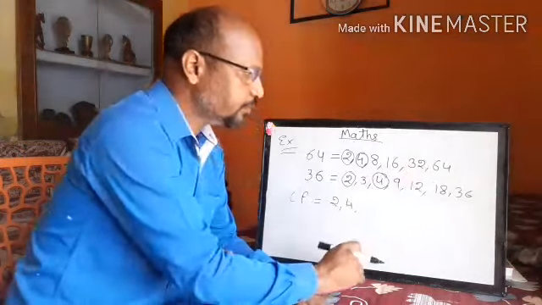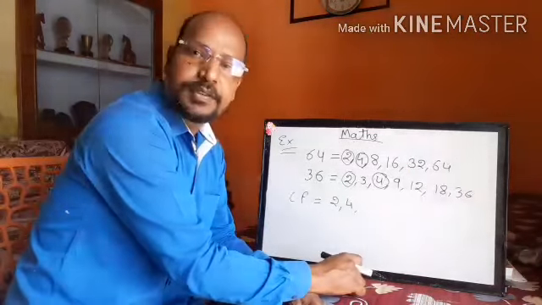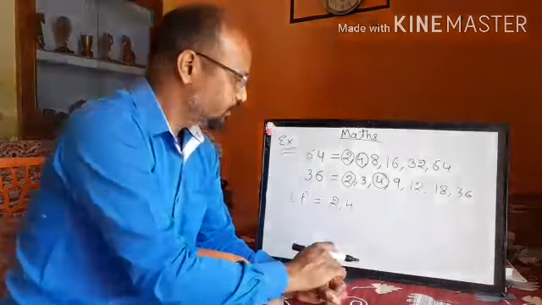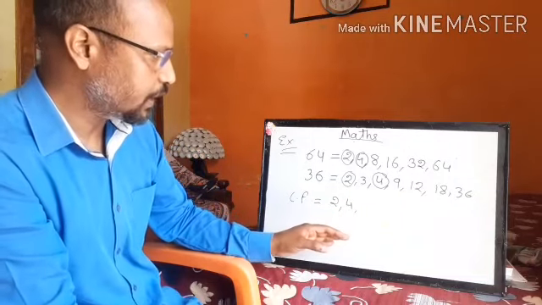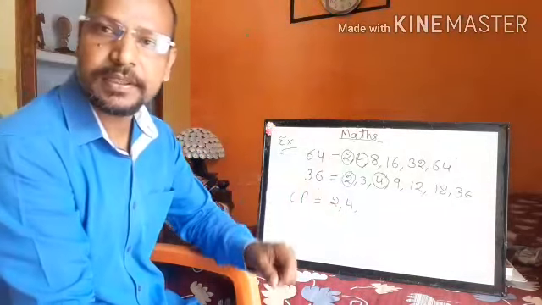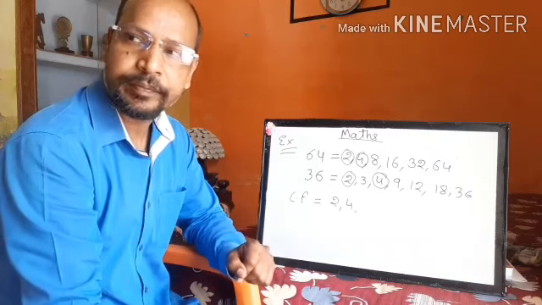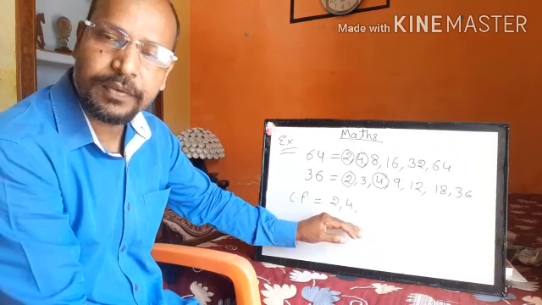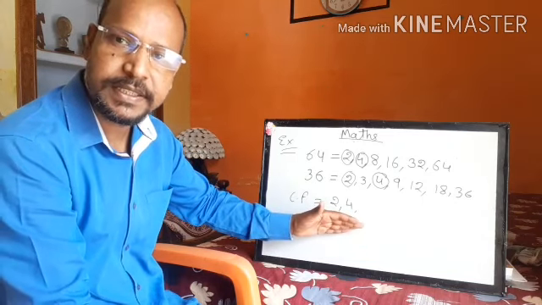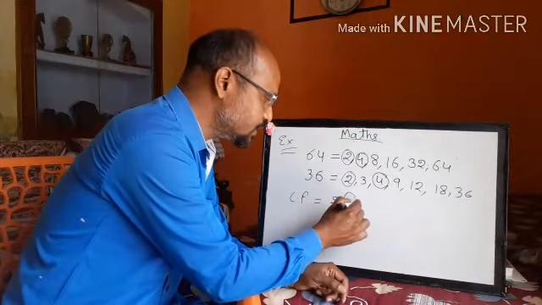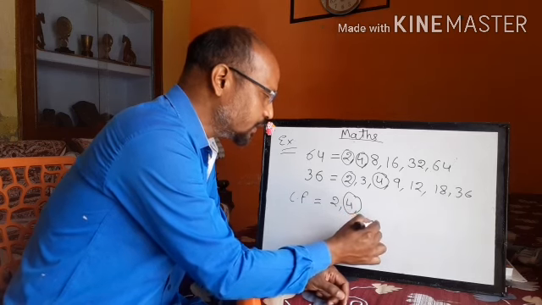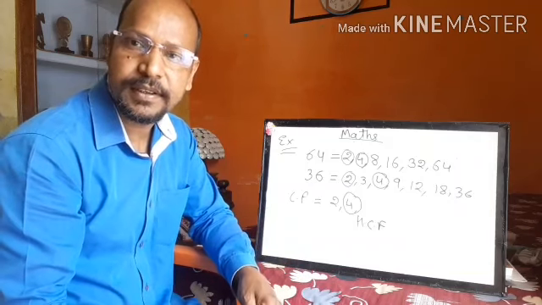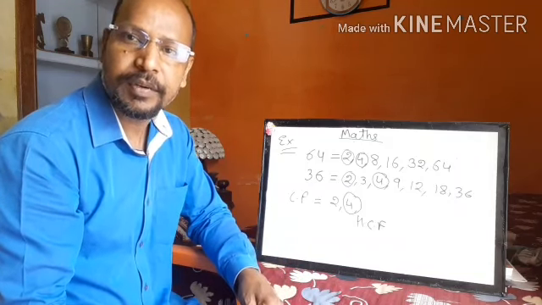Next one is, can you tell me? No, there is nothing. So in this way we have got 2 and 4 as the common factors. Now if I ask you which is the highest common factor, then you can easily say 4 is the highest common factor. Highest means greatest, right?